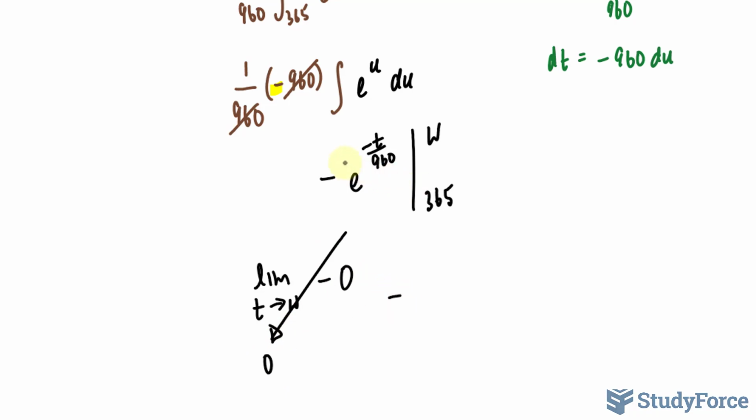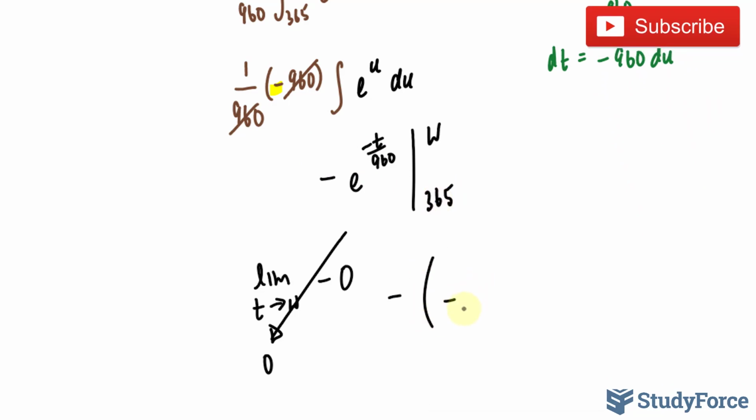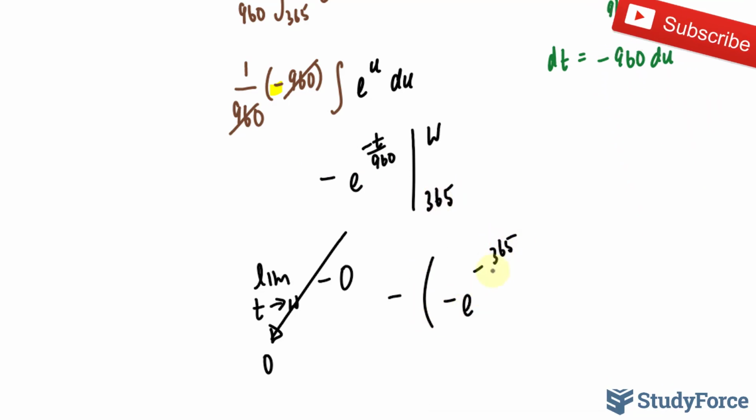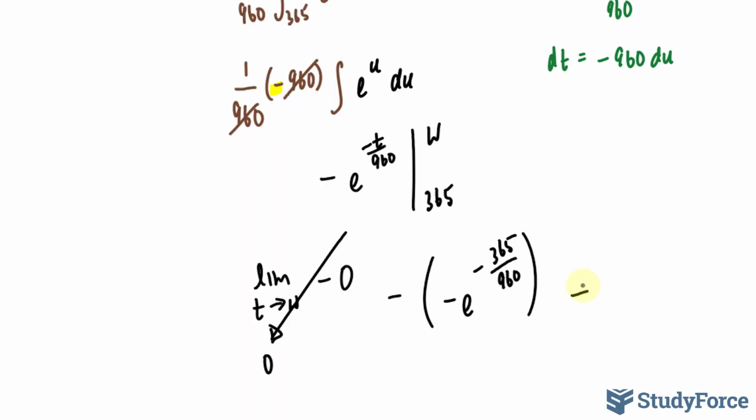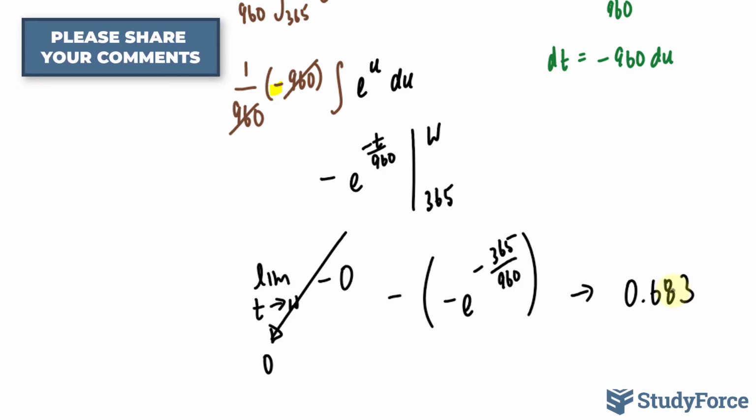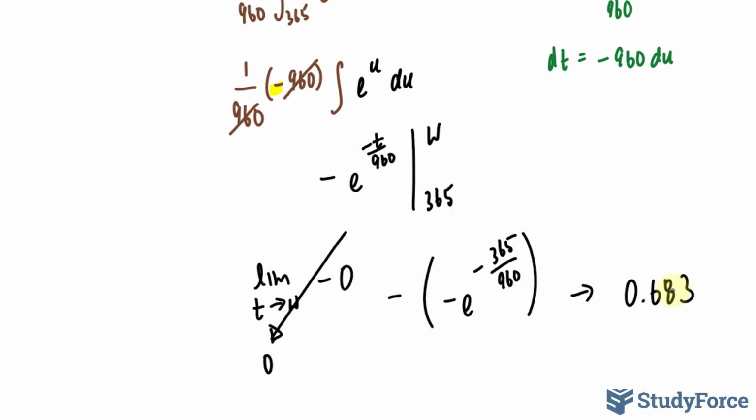And we'll have to subtract this by whatever this is when evaluated at 365. So I have negative e to the power of negative 365 over 960. Using my calculator, negative bracket negative e to the power of negative 365 over 960 gives us 0.683. Let's interpret this for a moment. There is a 68% chance that the time between major earthquakes is more than 365 days.